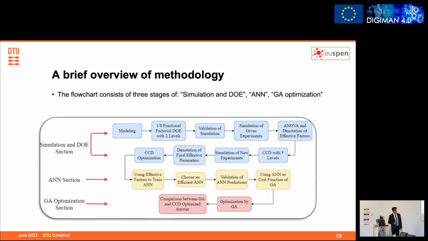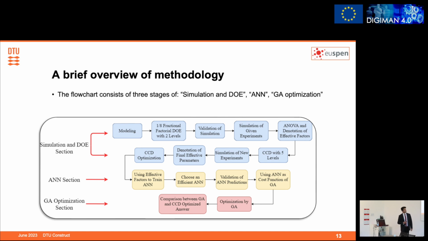So let's see. In this flowchart, I want to briefly talk about the whole method that we adopted. First, we started with modeling. We recreated the CAD model because the factory didn't have the CAD model of the main part that we wanted to study. So based on the 2D drawings of the mold, we tried to recreate the CAD model of the part. Then we initialized finite element analysis based on the requirements of the study.